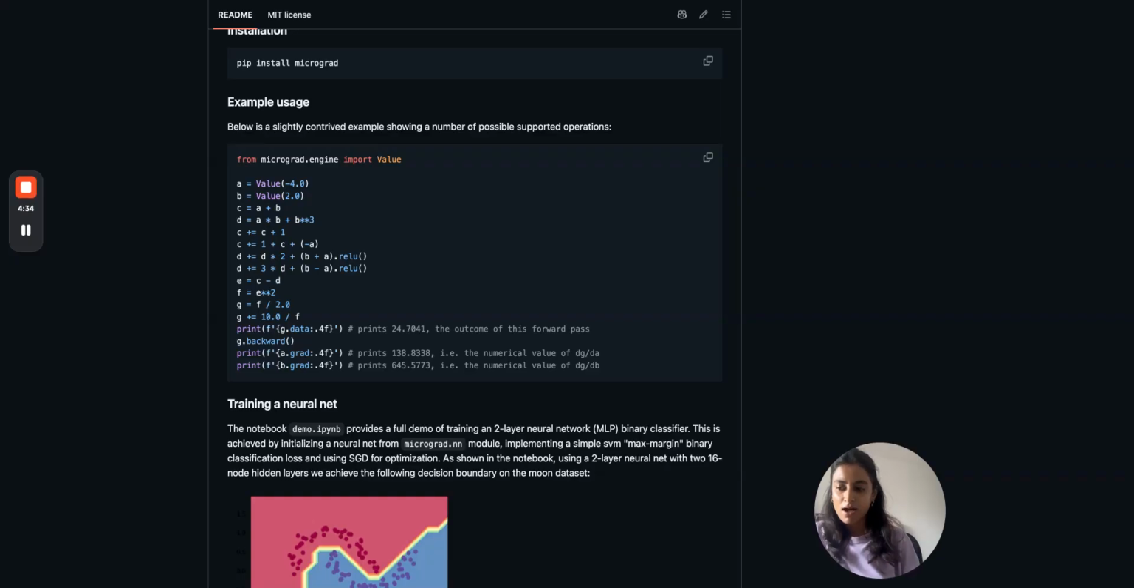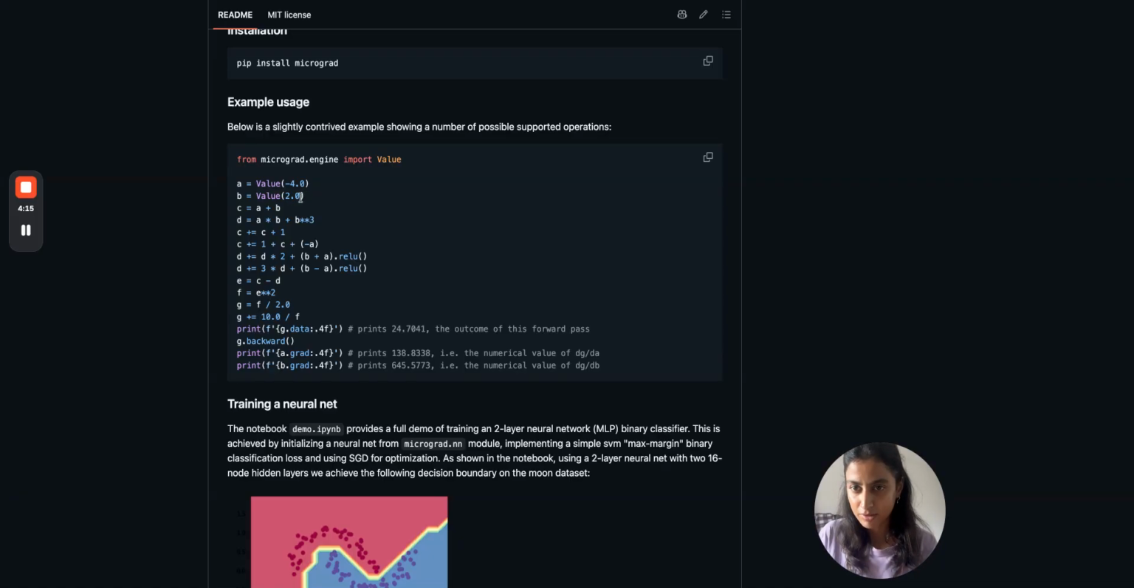The backpropagation algorithm actually evaluates the gradient of some kind of a loss function with respect to the weights of a neural network. Now, there was a lot to unpack there, so let's look at an example to understand it better.